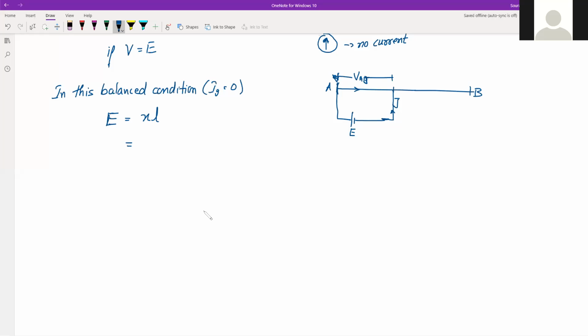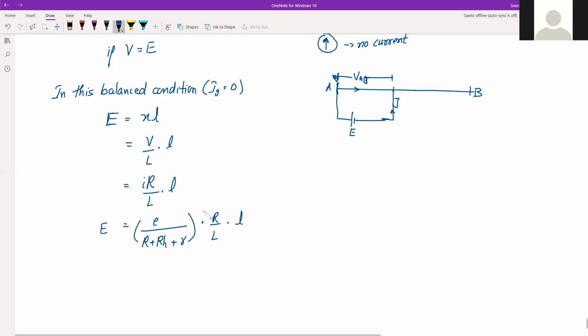So X, the potential gradient, is nothing but V by L, and this small l is the balancing length. And V is I into R, where R is the total resistance of the potentiometer wire, divided by L, into small l, the balancing length. And then what is I? I is the current in the primary circuit, which is nothing but E, the driver EMF, divided by R plus R_H plus the internal resistance of the battery, into R by L, that is resistance per unit length of the wire, into l. So this is our EMF of the cell.